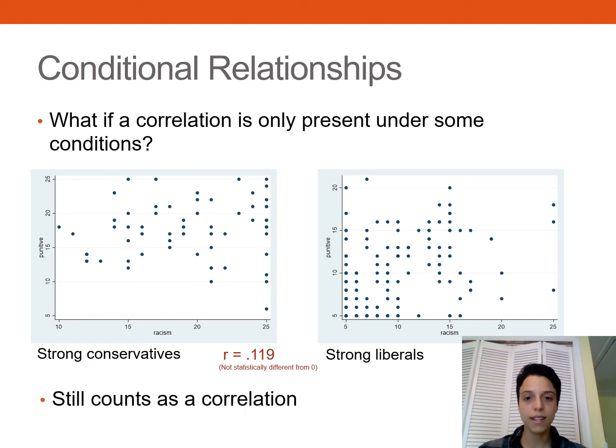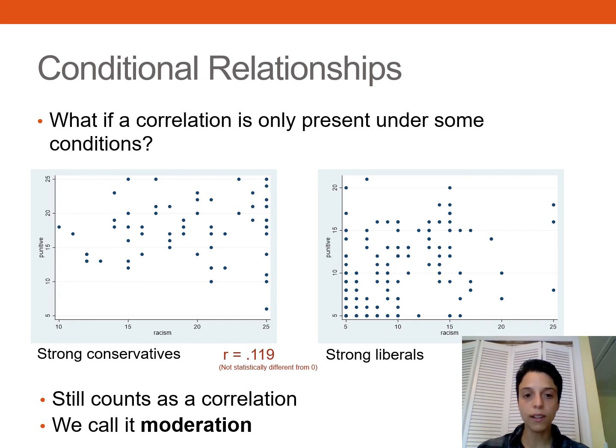So the takeaway here is that even if you only see a relationship between two variables under some conditions, you would still consider it a correlation. So the fact that we don't see this relationship between racism and punitive policy support among conservatives doesn't mean that there's not a correlation there. It just happens to be conditional on political views. So even if you only see a correlation under some conditions, you can still count it as a correlation and it still applies in establishing causality. You would just have to understand that it's only occurring under some conditions.